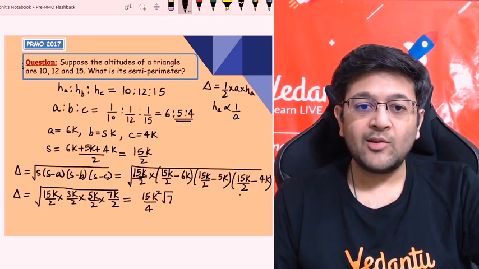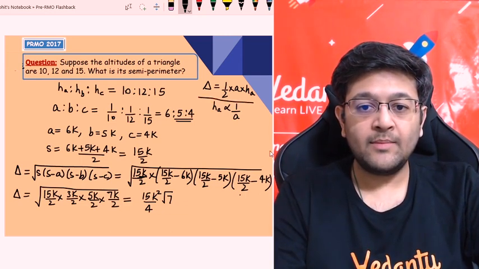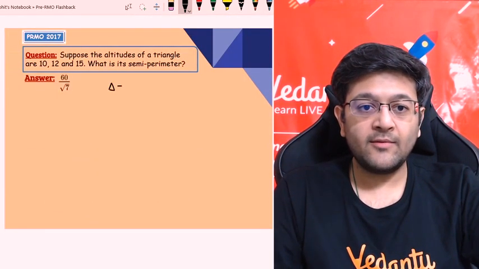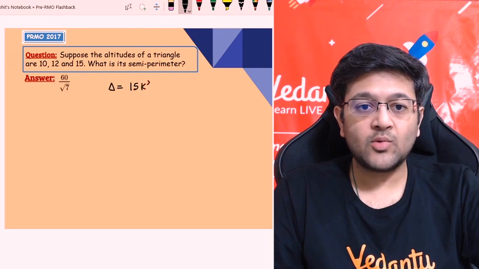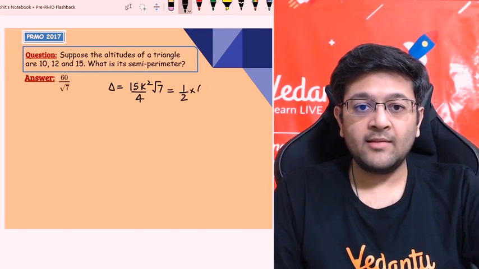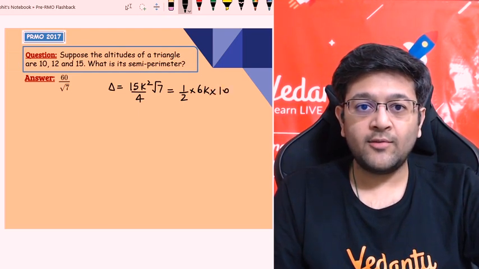So similarly I can also find the area using the other formula, half base into height formula. So let's equate them using this formula. Okay, so let's do it on the next page. So the delta we got from Heron's formula is 15K square by 4 into root 7, and this should also be equal to half into A, that is 6K, into height HA, which is 10. So now let's find the value of K here.